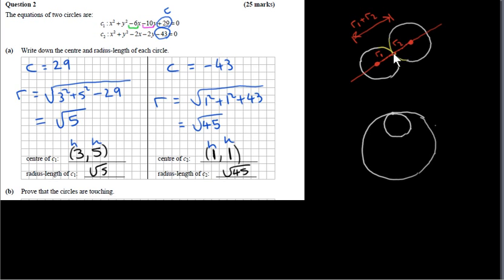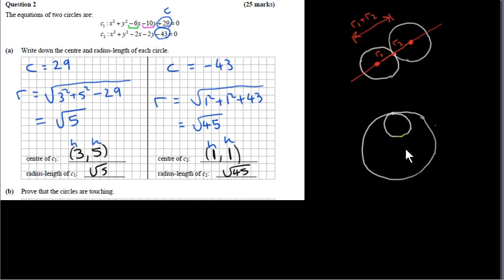If the circles don't touch externally, then the distance between the centers will either be greater than the sum of the radii or less than the sum of the radii. Like if the two circles don't touch at all, the distance between the centers will be greater than the sum of the radii. If the circles are closer together, if they cross at 2 points, then the distance between the centers will be less than the sum of the radii.